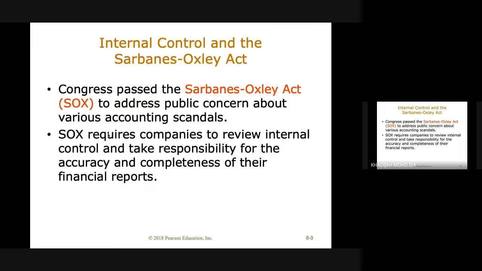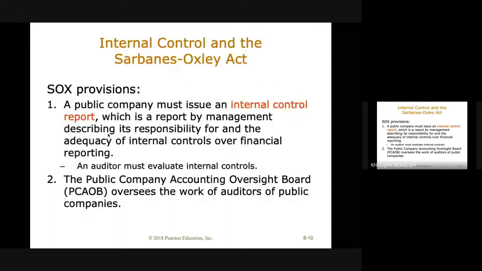All right, remember financial accounting is all about money, right? It's all about monetary values. So this is why it's very important to have internal control. All right, so a public company under the Sarbanes-Oxley Act, a company that issues shares to the public, must issue an internal control report, which is a report by management describing responsibility for and the adequacy of the internal control. And then the auditor must evaluate the internal controls. The Public Company Accounting Oversight Board oversees the work of auditors of public companies.